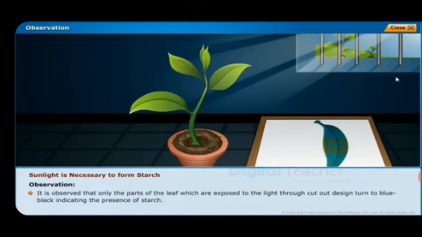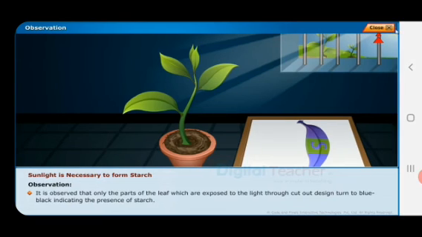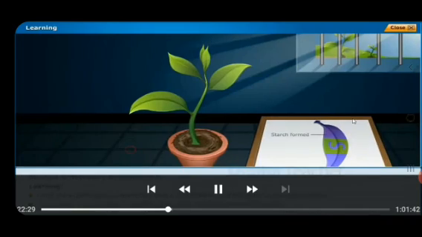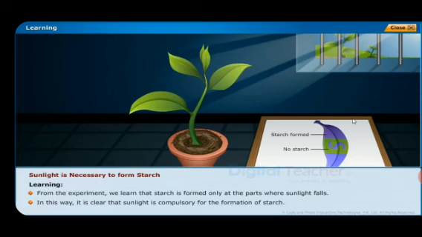It is observed that only the parts of the leaf which are exposed to the light through the cut-out design turn blue-black, indicating the presence of starch. From the experiment, we learned that starch is formed only at the parts where sunlight falls. In this way, it is clear that sunlight is compulsory for the formation of starch.